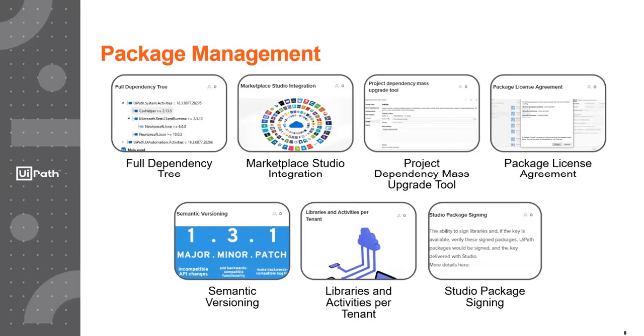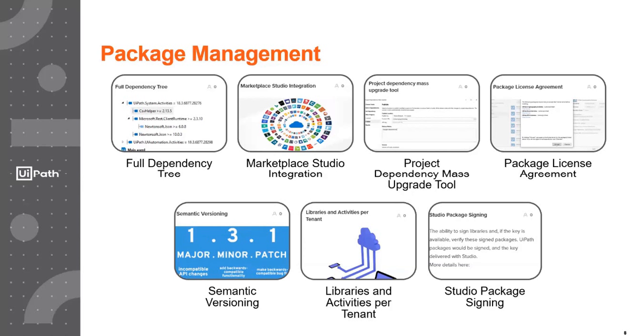We've added a license agreement to our packages for legal and also compliance issues. Package signing is also something that you can use in order to make your packages more secure. And also with the semantic versioning, I think the releases of UiPath are much easier to understand for our users, with the first number being the major release, then the minor release, and then the patches.